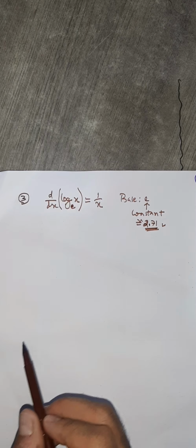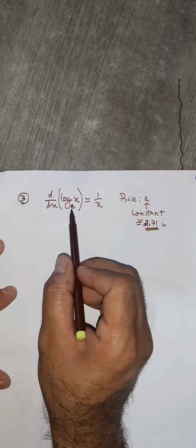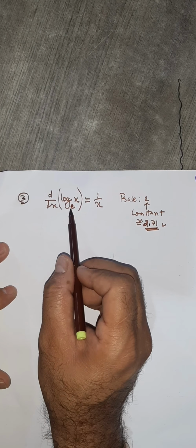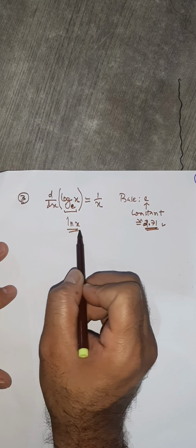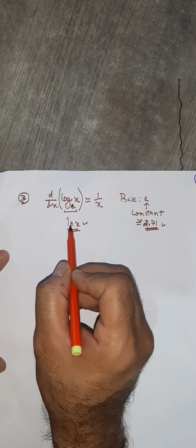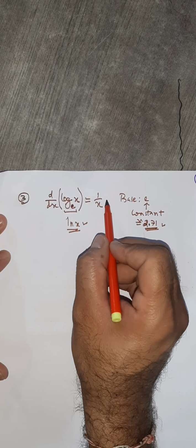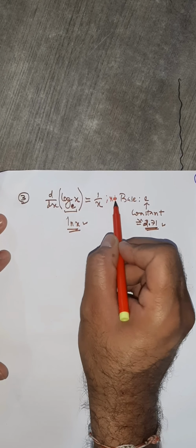Normally the log table we see is under base 10. Here it is under base e. This is sometimes also denoted by ln x. So the derivative of ln x is 1 upon x. I'm not getting into the proof of why it is 1 upon x, but it is. Remember, x should not be 0 here.